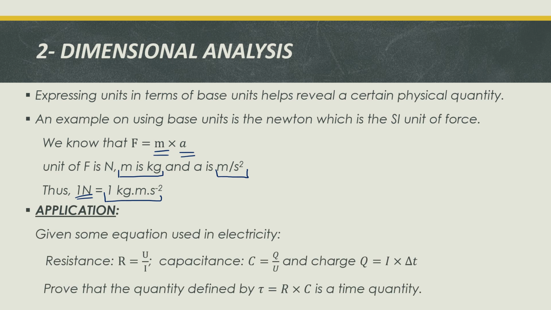You can go ahead and try these applications. For example, in electricity, we use the term called time constant, tau equals R times C. We might see it in later chapters. This is a time quantity. Why is that? If you just analyze what R is and what C is, you can simply find out that tau is nothing but a time quantity. Check it, and if you have any question, post it in the comments below.